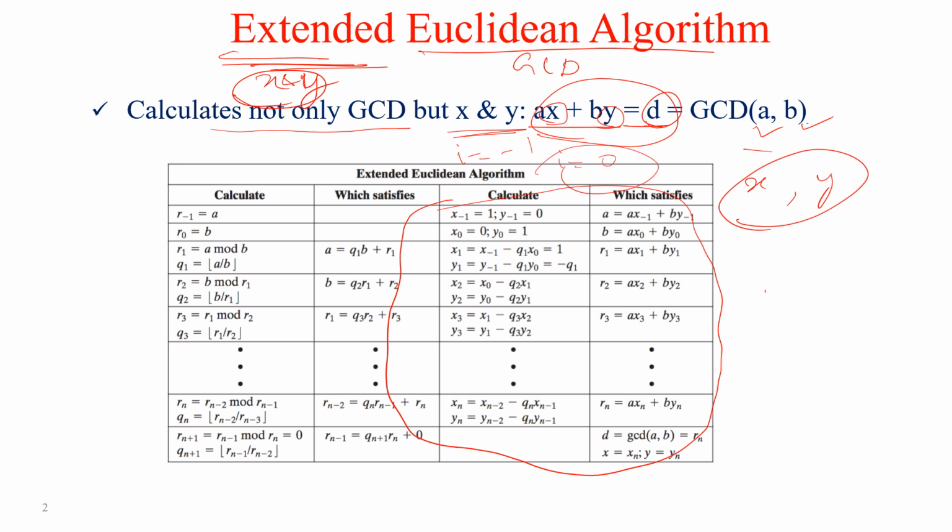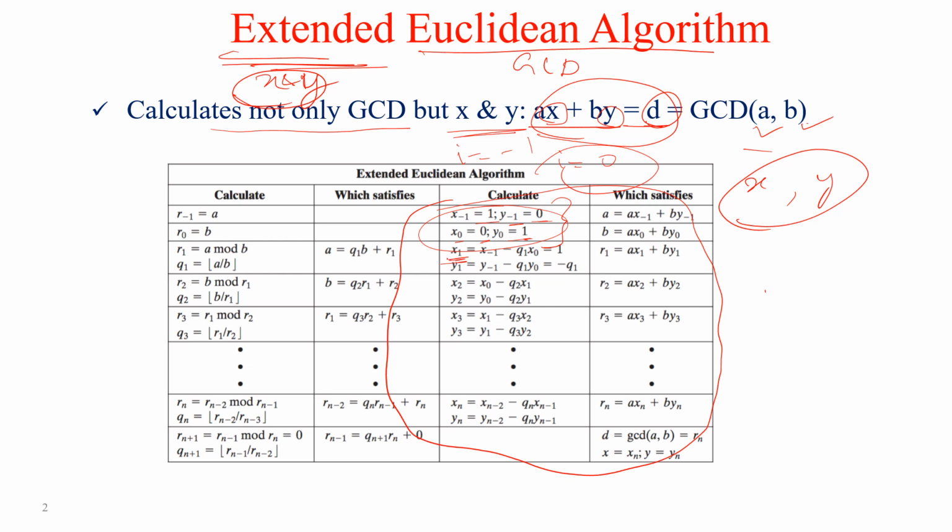Initially we consider these values: x base minus 1 equal to 1 and y base minus 1 equal to 0, and x base 0 equal to 0 and y base 0 equal to 1. We consider these values because from the next step onwards we have to use them. So x minus 1, x naught, y minus 1 and y naught are the initial values, and there is no change in them. From these values we calculate x1, y1, x2, y2 and so on.